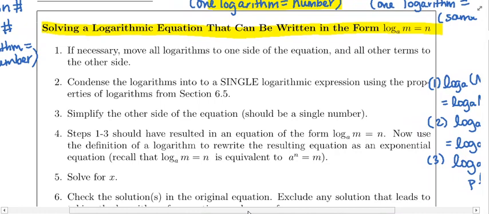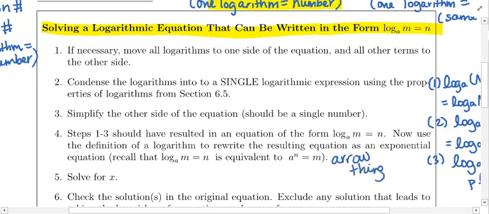Then in step 3, you're going to simplify the other side, the right side of the equation. It should be just a single number. Once you've done steps 1 through 3, that should have resulted in an equation of the form log base A of m is equal to n, meaning you should have transformed your given equation into something that looks like one single logarithm is equal to a number. Once you've gotten there, you're going to use the definition of a logarithm in order to rewrite the resulting equation as an exponential equation. Basically, you're going to do the arrow thing.